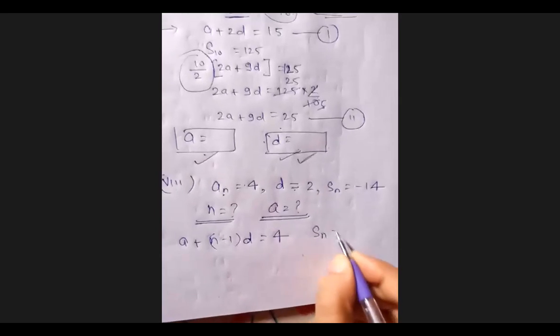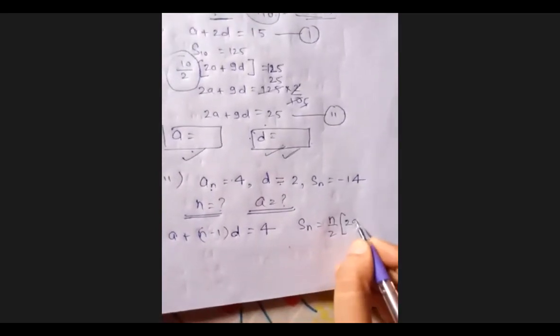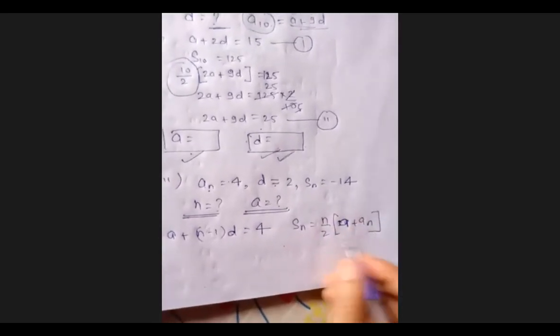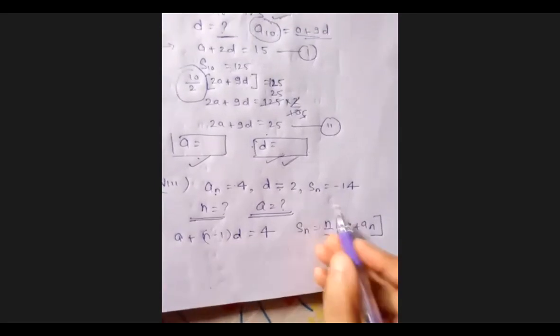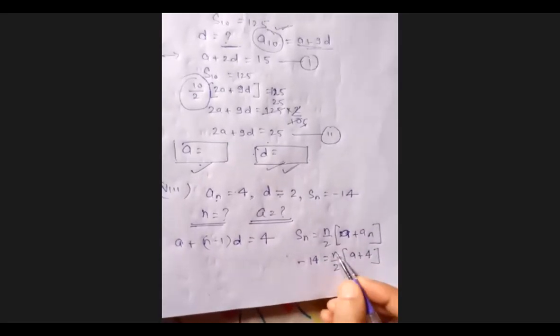If I apply SN also, what formula of SN do you write? N upon 2, this is your A plus AN. Okay, you write this formula. So the value of SN is given, 14. N is not given, so you can write this N. And A is also not given. Okay, I'm writing this A, but AN is given 4. Here you need either N or A. So with the help of this formula, you can find out.